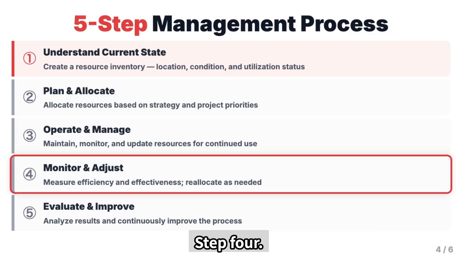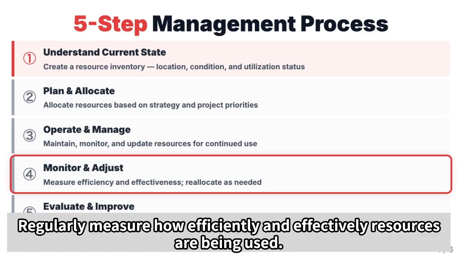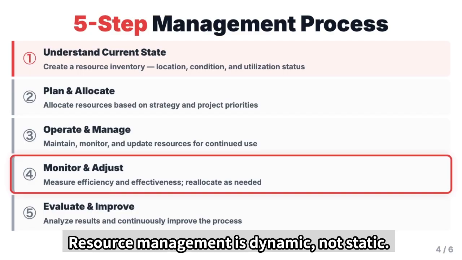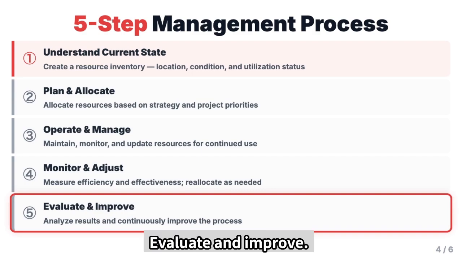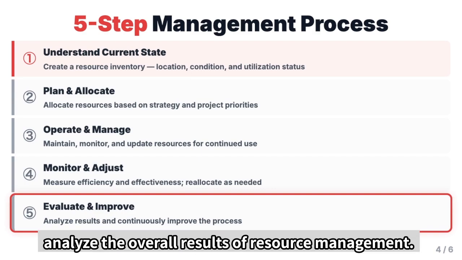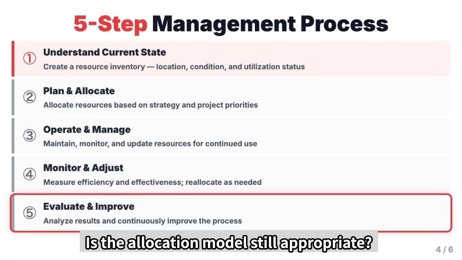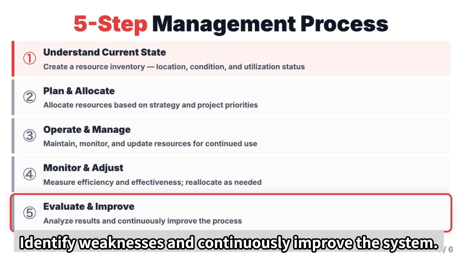Step 4. Monitor and adjust. Regularly measure how efficiently and effectively resources are being used. If utilization is low or priorities have shifted, reallocate. Resource management is dynamic, not static. Step 5. Evaluate and improve. At regular intervals, analyze the overall results of resource management. Are the processes working? Is the allocation model still appropriate? Identify weaknesses and continuously improve the system.